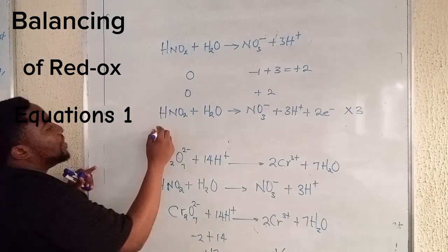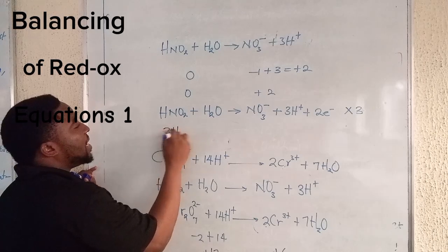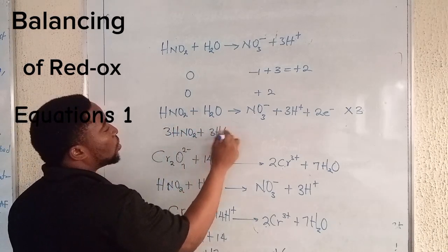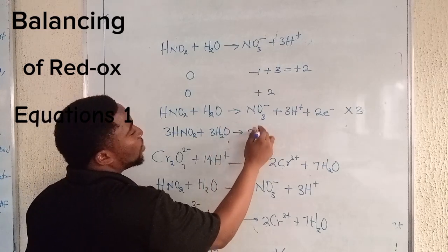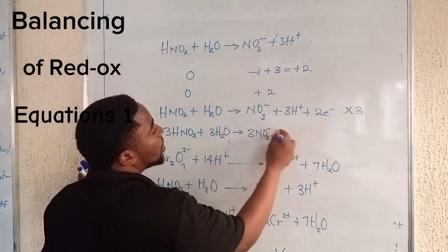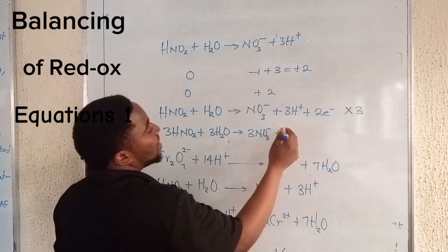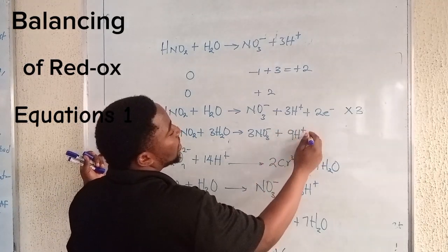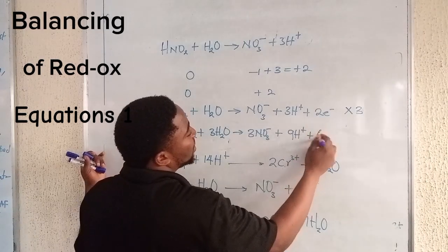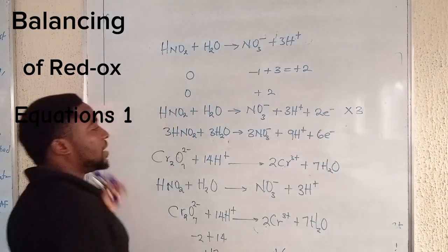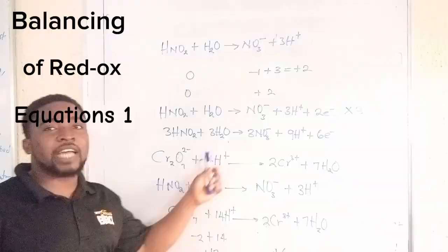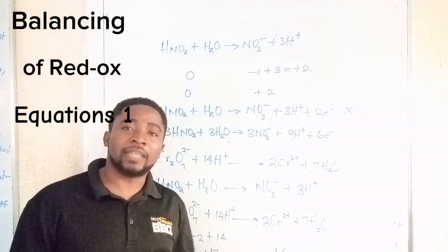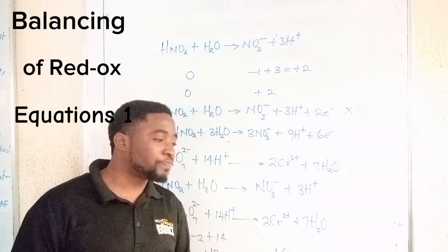So to do that, this compound will now be 3HNO2 plus 3H2O to give 3NO3 minus plus, this one automatically becomes 9H plus, right? Then plus 3 times to give me 6e minus. So at this point, I'm at the close of this balancing of our redox equation.